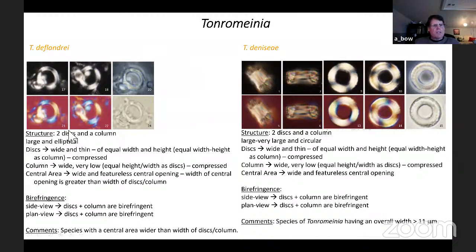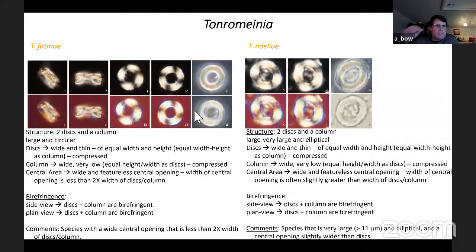Tanromania deflandrii, it's one of two elliptical forms within the genus. So that's a diagnostic feature, that it's elliptical, wide central opening, and it has a central area that's wider than the width of the discs in column. Tanromania denisiae, this is any species of Tanromania that's greater than 11 microns. And it has a very wide central opening too. And you can see the side view is really distinct too. Tanromania fatme, species with a central opening that's less than two times the width of the discs.